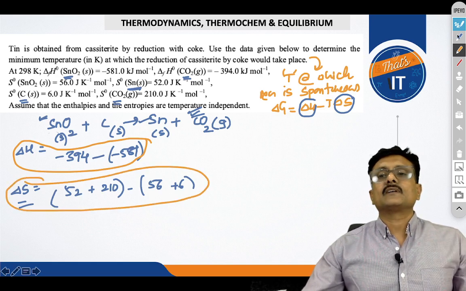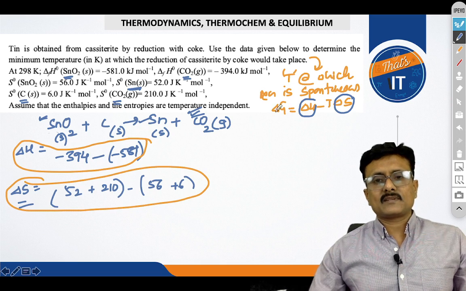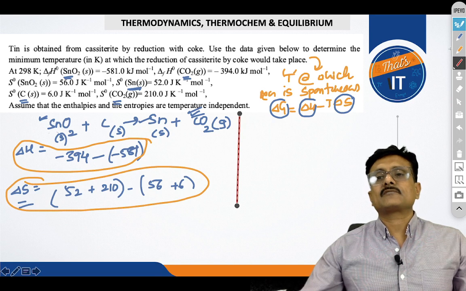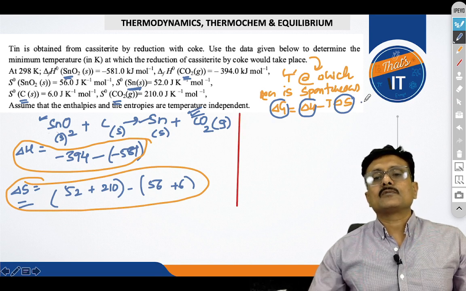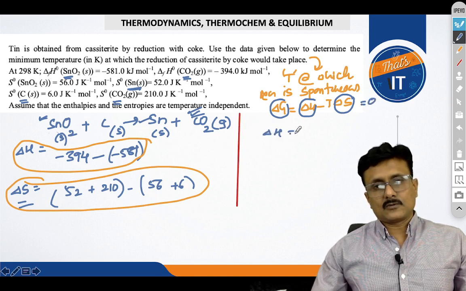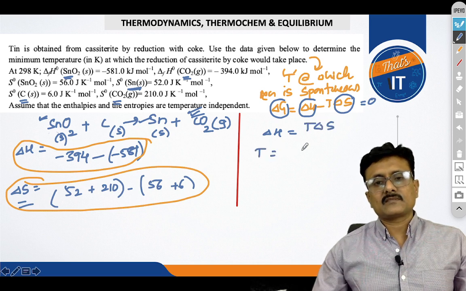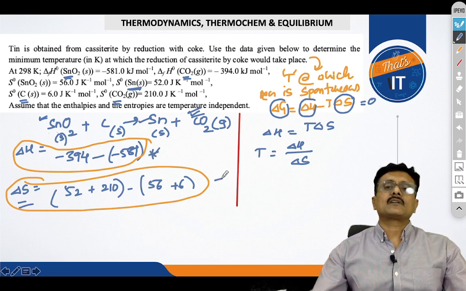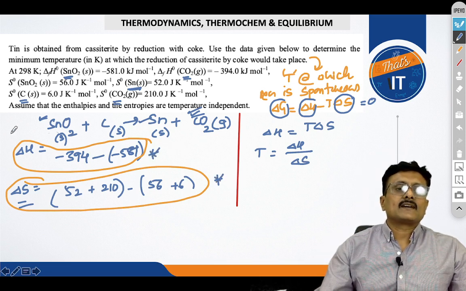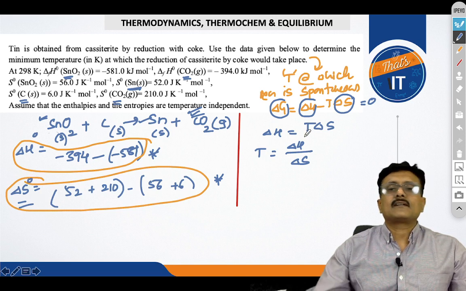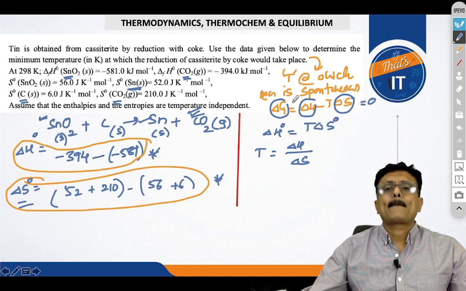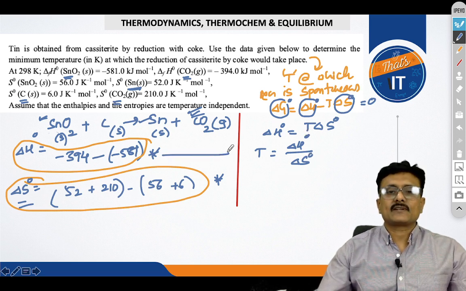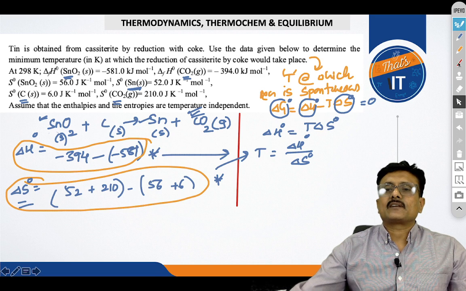After getting this, you see the minimum temperature, right? So for the minimum temperature at which this is spontaneous, the spontaneity criterion starts from 0, isn't it? Delta G equal to 0, that is delta H equal to T delta S, for the temperature which is required to carry out the spontaneous reaction. So you got delta H and you got delta S. Indeed they are delta H naught and delta S naught. So you have to find out the ratio, right? Substitute these two values and get your answer.